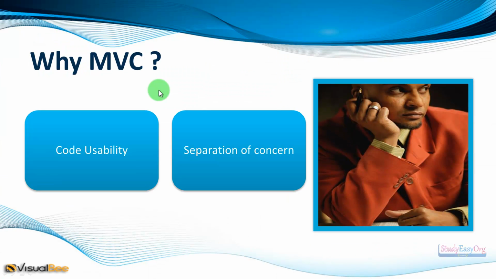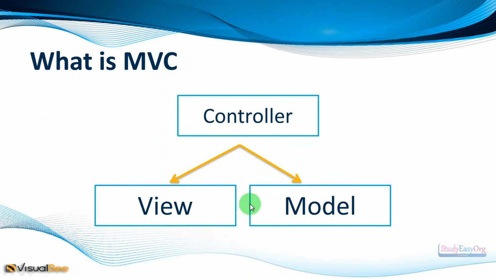Why MVC? Basically, MVC is used for code reusability and separation of concern. Well, code reusability is easy to understand. We can reuse the code. Let us understand what is separation of concern. Separation of concern. Now what are these concerns? These concerns are nothing but model, view and controller.